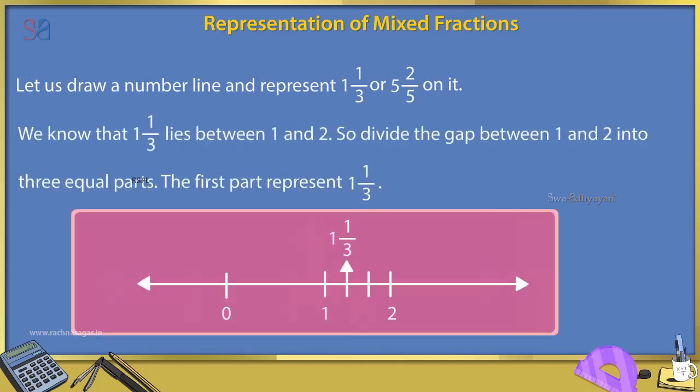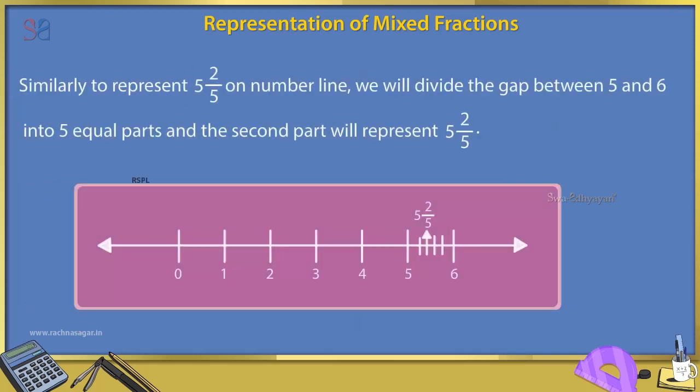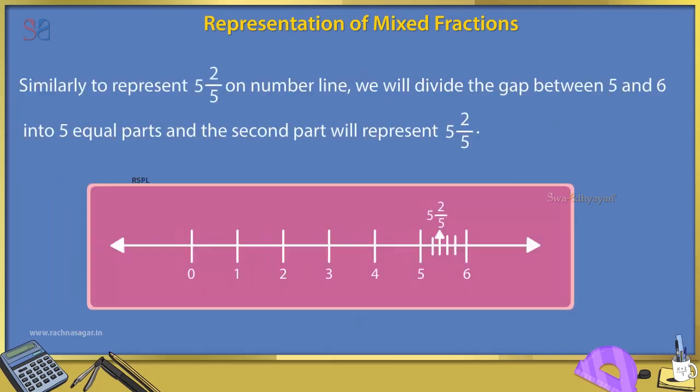We know that 1 and 1 by 3 lies between 1 and 2. So, divide the gap between 1 and 2 into 3 equal parts. The first part represents 1 and 1 by 3. Similarly, to represent 5 and 2 by 5 on the number line, we will divide the gap between 5 and 6 into 5 equal parts, and the second part will represent 5 and 2 by 5.